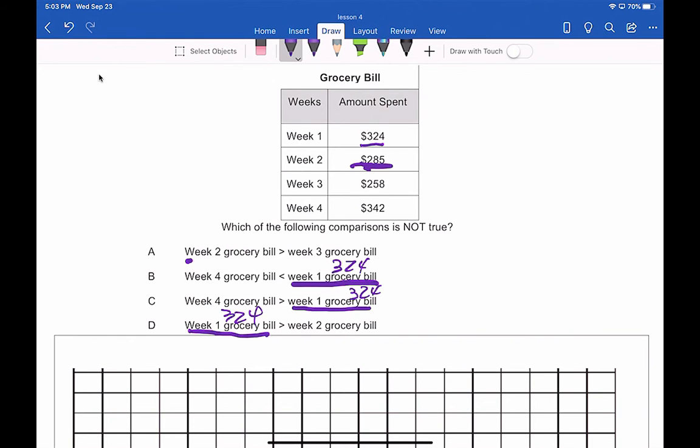Let's do the second one. This here, week 2, week 2, we label 285, 285. The third one is week 3. We have week 3 here, 258. Week 3, we don't have it here. And finally, week 4, 342 and 342.